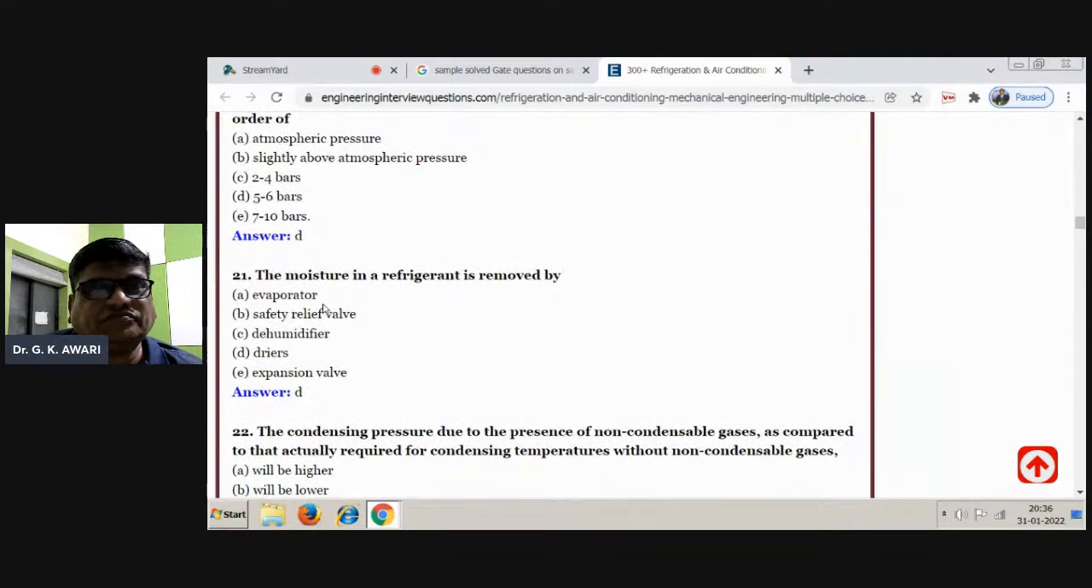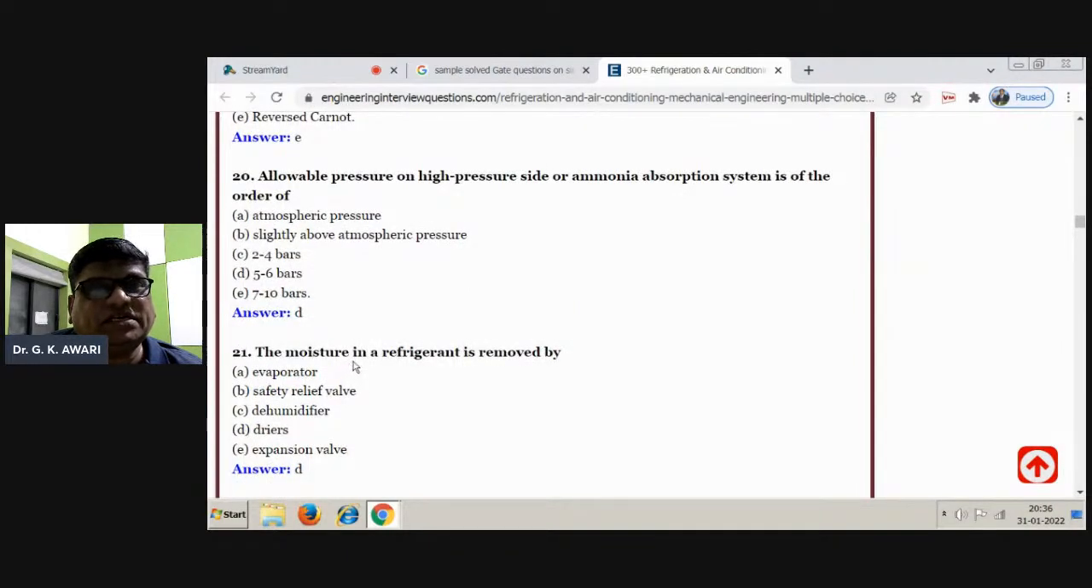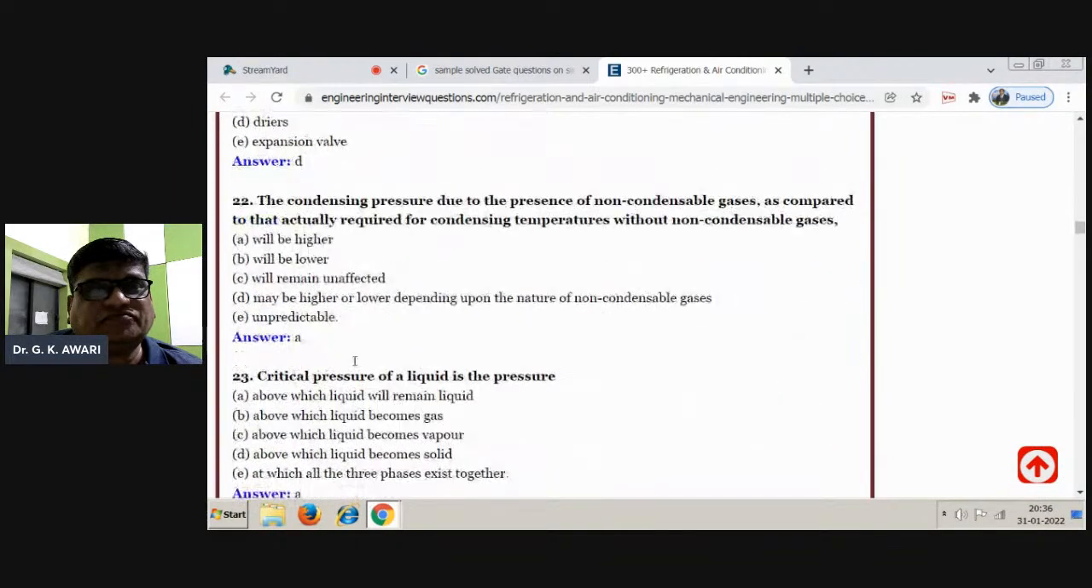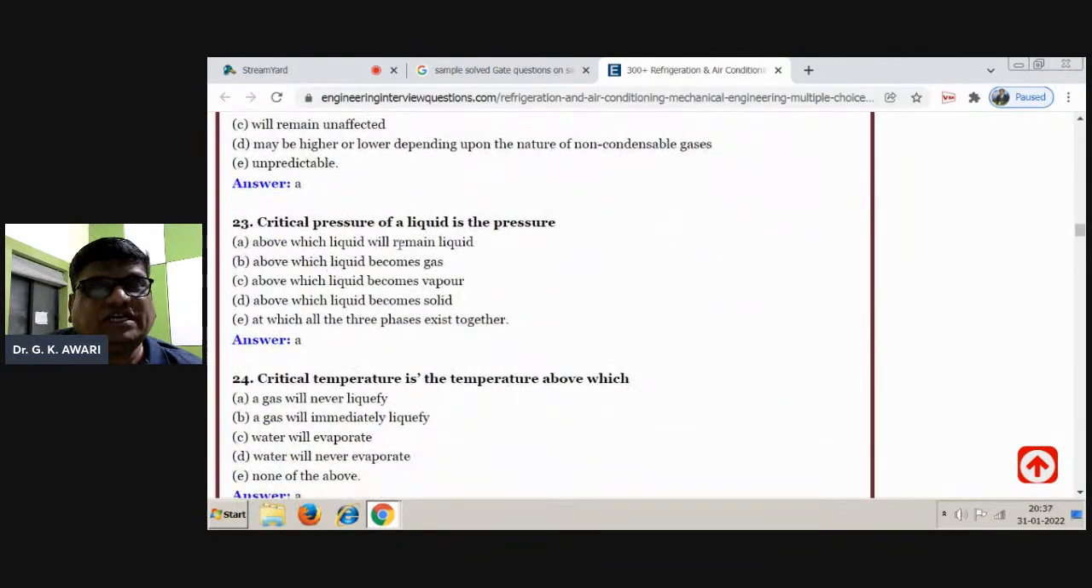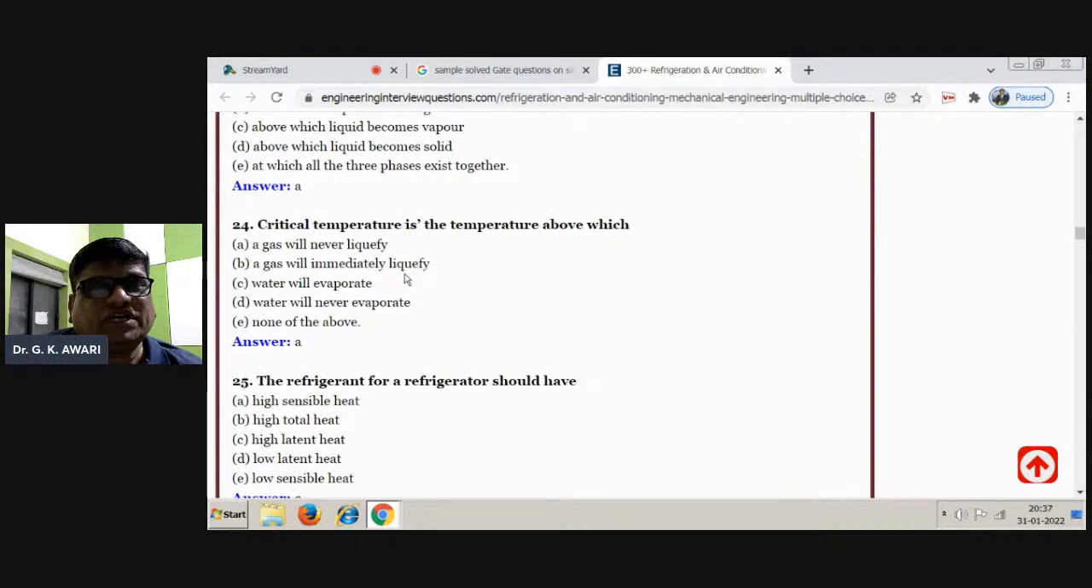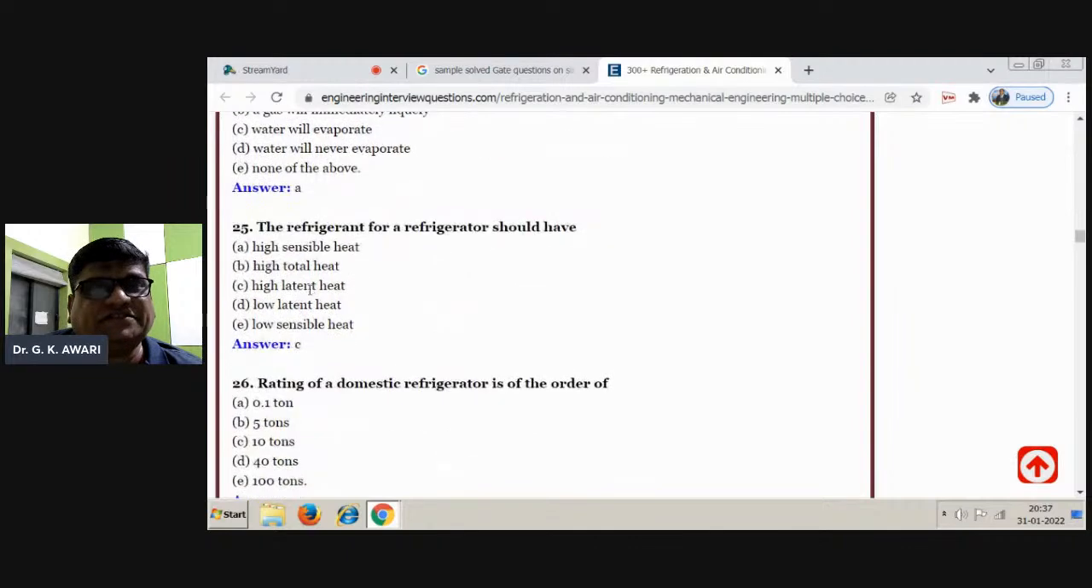Okay. The moisture in a refrigerant is removed by what? The dryer. It is being removed by the dryer. Critical pressure of a liquid is the pressure above which liquid will remain liquid. That is the critical pressure. Critical temperature is the temperature above which a gas will never liquefy, means it will not change its phase.